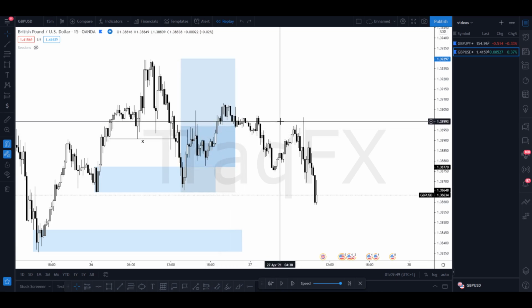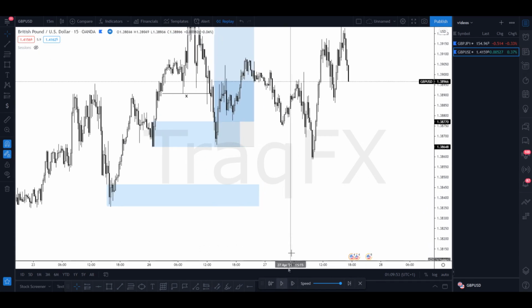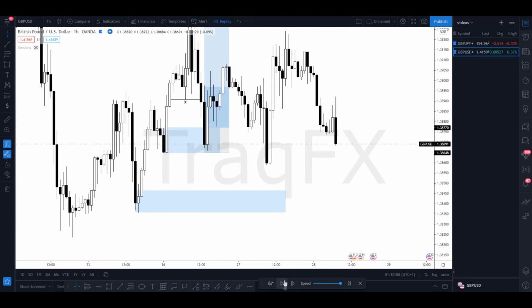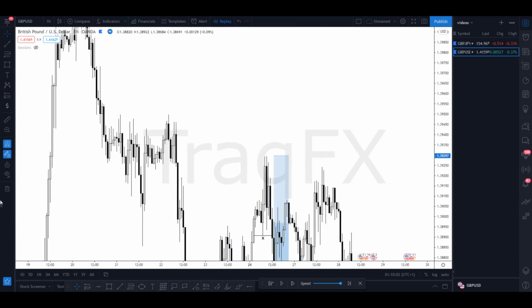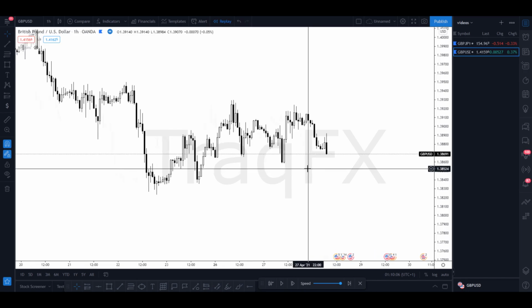You have to be consistent with your profits on scalping. You don't go for crazy 500 pip TPs when you're scalping. That doesn't make sense. That's not how scalping works. But yeah, let's delete all this. I'll show you guys a couple more examples and let's see what the market is saying.